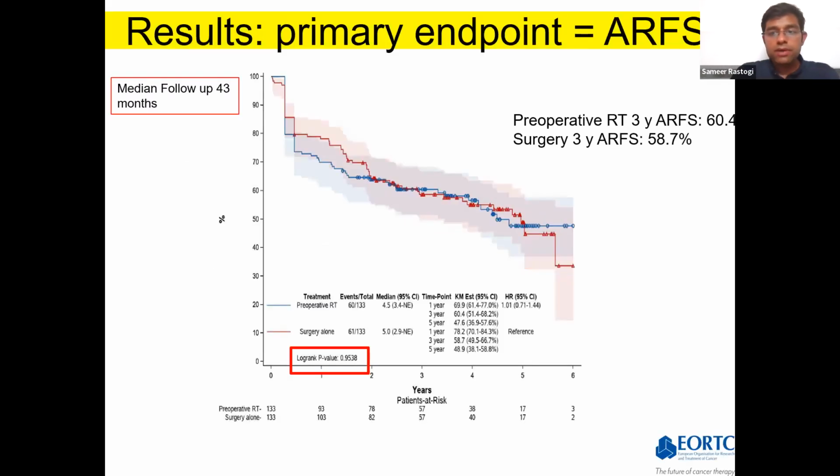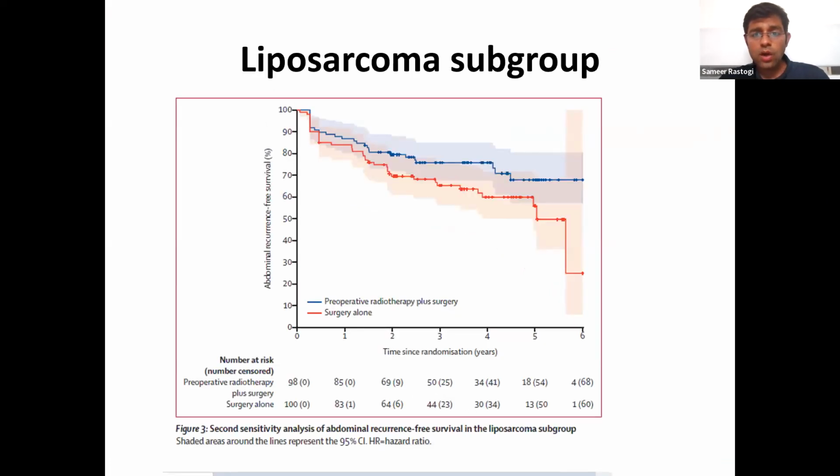Coming back to their primary endpoint, abdominal relapse-free survival, it was no different in both arms. It was almost 58% versus 60% at 3 years of follow-up. This 3 years of follow-up for retroperitoneal sarcoma might be a bit short, which I'll cover further. However, as they did subgroup analysis, they found that the main benefit was in the liposarcoma group. They also did high grade versus low grade, and found that it is probably more beneficial in low grade. And the benefit in liposarcoma was over 10% as compared to surgery alone.